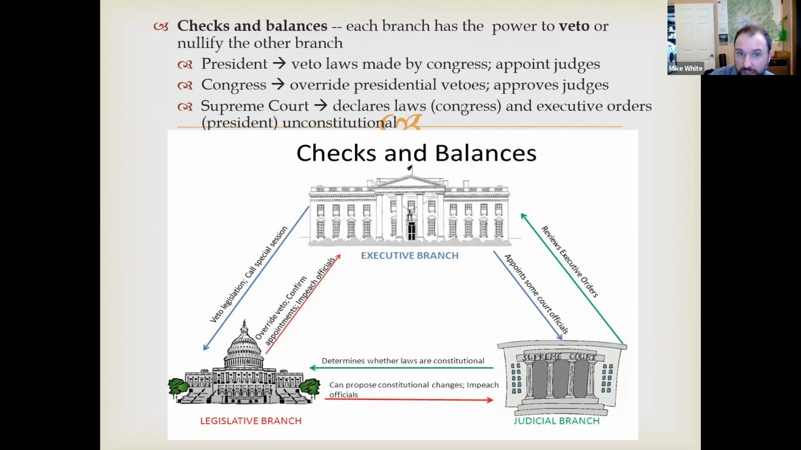And then the last one down here, the Supreme Court can declare laws made by Congress and any executive orders that the president puts out unconstitutional. So again, those executive orders are the laws that the president can just sign into law without congressional approval. Both of those types of laws, so laws made the traditional way through Congress and laws made by executive order, are subject to Supreme Court approval, right?